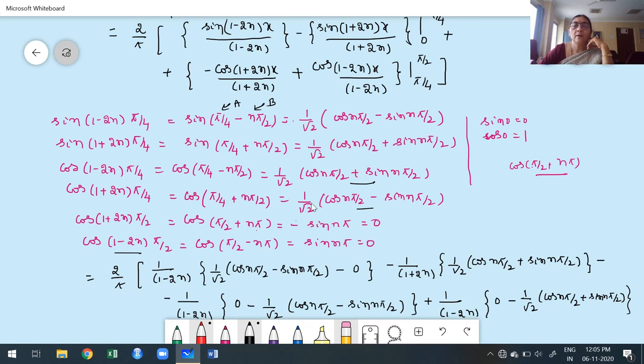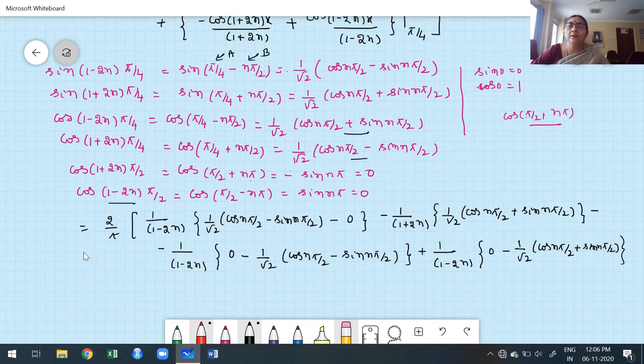And next, plus 1 by 1 minus 2n. Upper limit is what actually? 0. Upper limit is 0. Why? Because cos of 1 minus 2n into pi by 2 is 0. Minus 1 cos of 1 minus 2n into pi by 4. 1 minus 2n into pi by 4, this is a value. We have to substitute. Yeah, we substituted correctly. This is 1 plus 2n. This is 1 minus 2n. Now, this is correct. Substitution is correct.